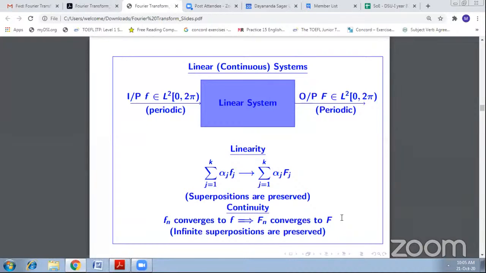And there is an important property, continuity, which normally people don't mention, but without this you can't proceed. Whenever you have a sequence of functions which converge, the corresponding outputs will also converge. Then we say the system is continuous. That is, infinite superpositions are preserved. In mathematical language, this simply means that this is a continuous linear operator on the space L2, 0 to pi. That is the standard terminology which a mathematician will use. Any continuous linear operator on L2, 0 to pi is a linear system. Next slide, please.